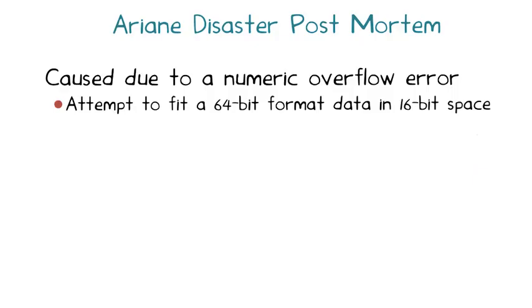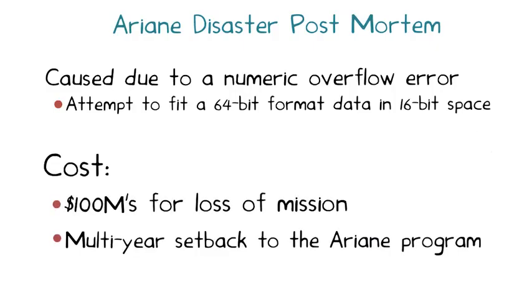This error was misinterpreted by the rocket's onboard computer as a signal to change the course of the rocket. This failure translated into millions of dollars in lost assets and several years of setbacks for the Ariane program. The methods that we will learn in this course could have prevented this error. To read more about this disaster, access the link provided in the instructor notes.